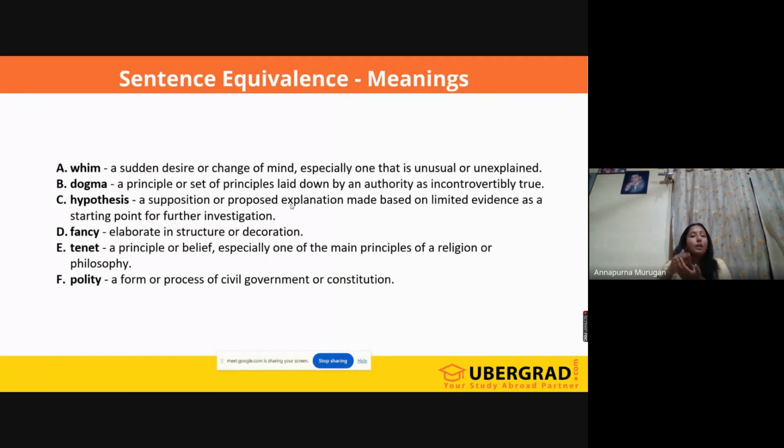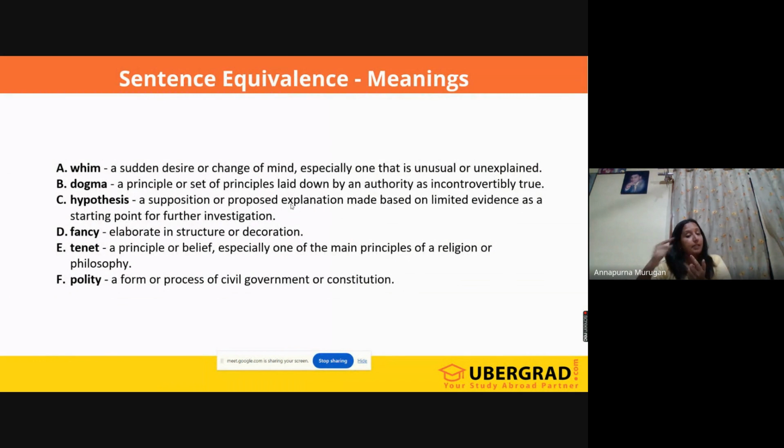So therefore, it's not that first you will prepare for words and then you will practice. No, you should start practicing text completion and sentence equivalence simultaneously while you are working on your words. So see, just now you people got 6 word meanings from this question. Those who don't know, okay? Whim. Whim is a sudden desire or a change of mind that is unusual and unexplained. Okay, that is whim. Dogma is a principle or set of principles.